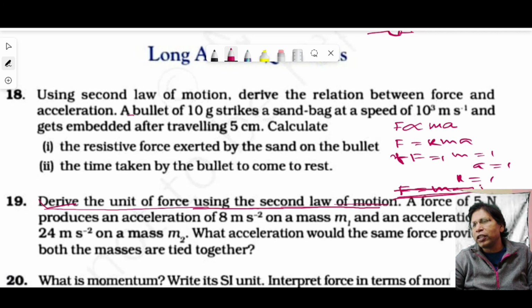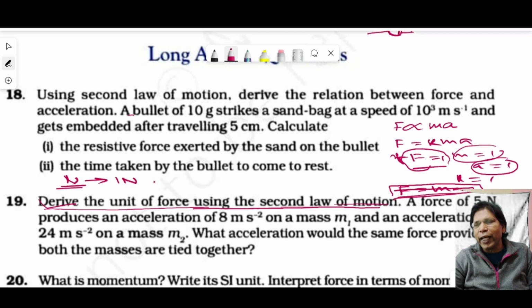Now from this relation we can define the unit of force. The unit force produces unit acceleration in a body of unit mass. In the SI system the unit of force is Newton. That is, 1 Newton force produces an acceleration of 1 meter per second square in a body of mass 1 kg. Okay.